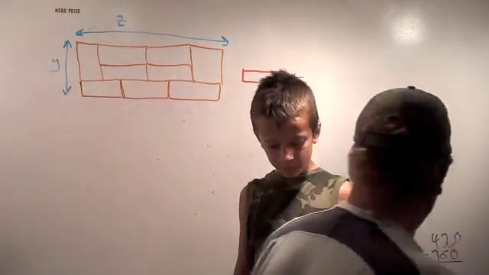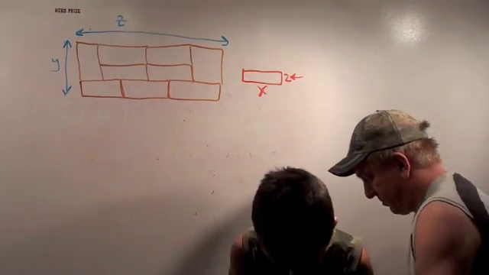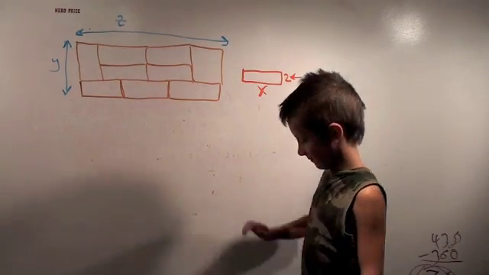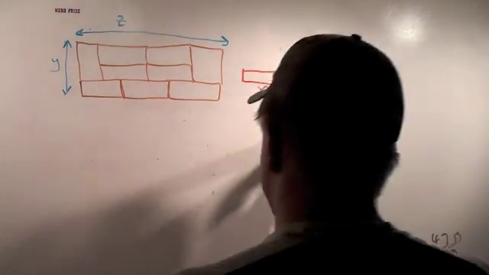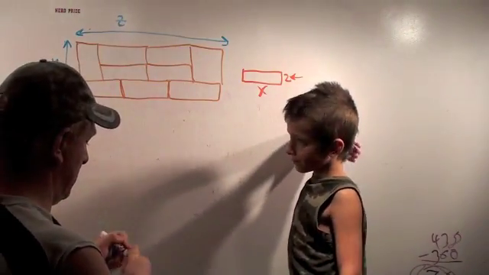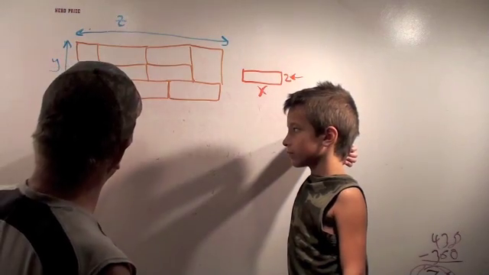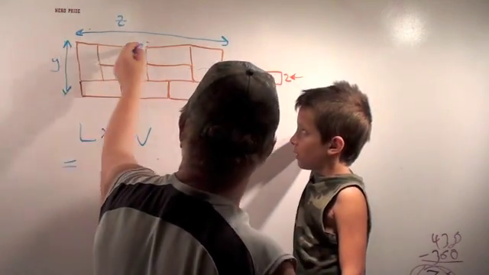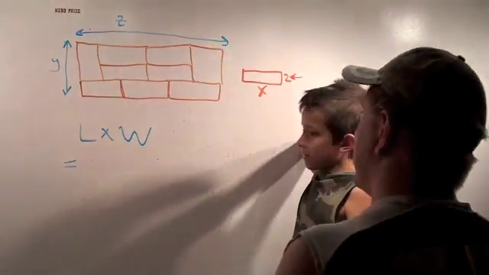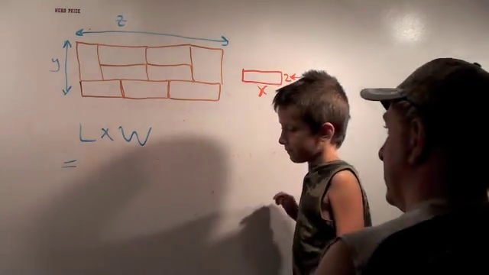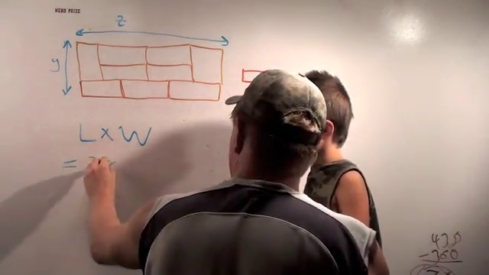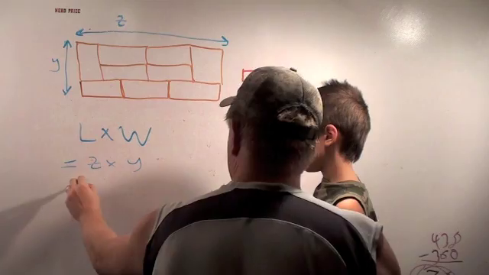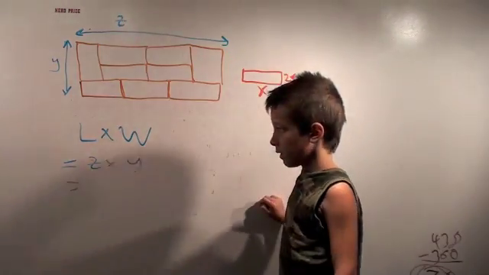Okay, step back just a little bit. Great. So we need to figure out the length times the width. Okay, so what is the length of this? We're calling it z. Okay, so the length times the width is z times what's the width? Y. Okay. And can we figure out what z is?